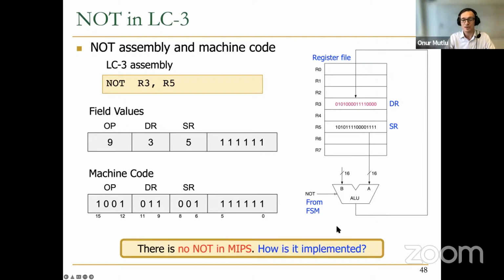Okay, so this is funny and interesting, but there's no NOT in MIPS. If I ask you the question, how is it implemented? Any takers? If you don't have a NOT operation, how would you implement NOT? Maybe someone in the, okay, I see a hand raised over there with someone in an orange cap.